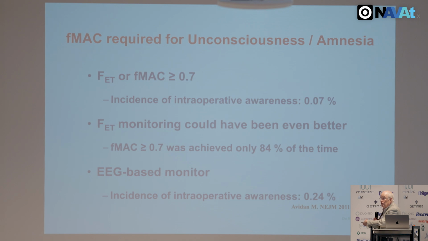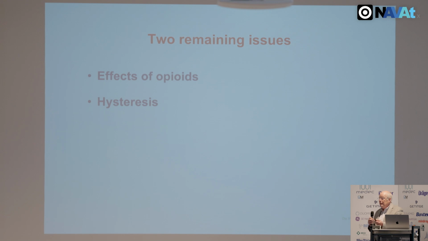Now, the end-tidal monitoring could have even given better results because it was reported that an Fmac of more than 0.7 was achieved only 84% of the time. So if you actually do a new clinical study where you really tightly control the end-tidal partial pressure, you could have results that are better than this 0.07%. So maintaining your end-tidal concentration at 0.7 MAC, you will achieve your goal of unconsciousness in a very high percentage of your patients.